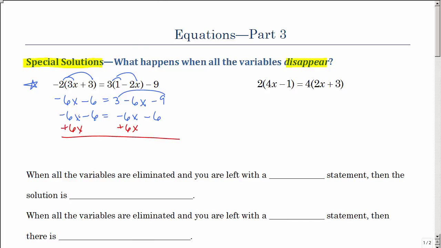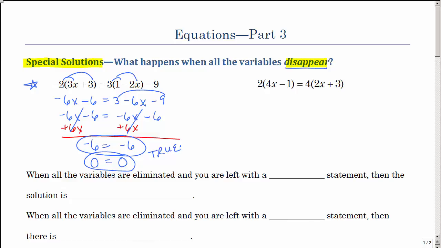What happens then? I don't have any variables left. The variables have disappeared. You then have to stop and ask yourself, what do you have left? Do you have a true statement or a false statement? Well, negative 6 does equal negative 6. In fact, if you wanted to go one more step and add 6 to both sides, you would end up with 0 equals 0, which is also a true statement.